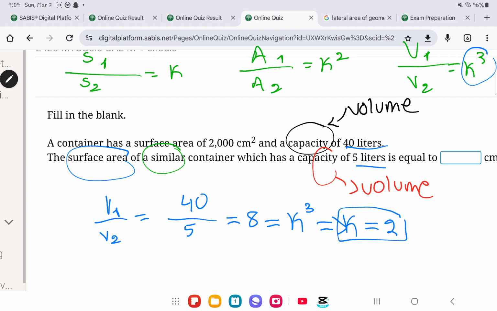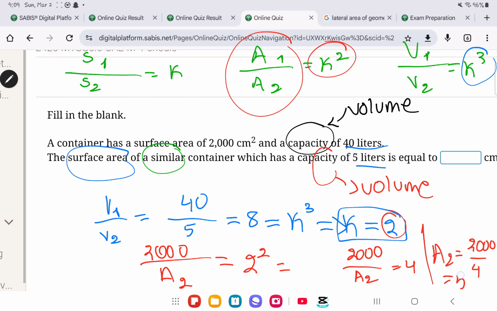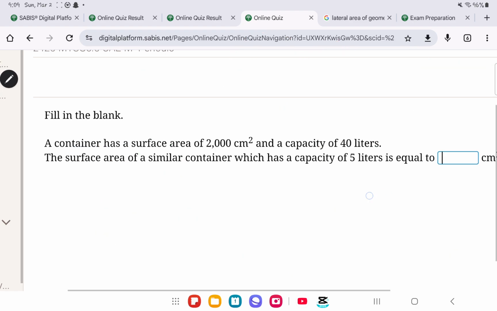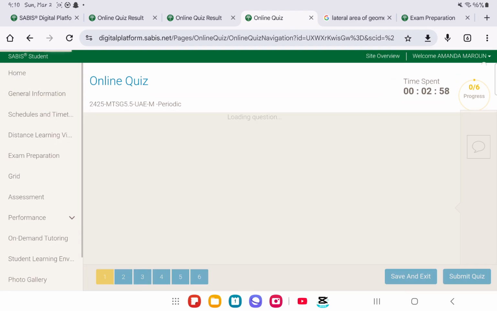Okay, so now that we have the value of the constant K, we can now apply the other equation, which is area 1 over area 2. So we have area 1 to be 2000 centimeter squared over area 2. It is equal to what? To the constant squared. So the constant is 2, we are going to square it. So it becomes 2000 over area 2 is equal to 4. Then after solving it a little bit more, you are going to get that area 2 is equal to 2000 divided by 4, which is then 500 centimeter squared. And just like that, we finished solving the first question.